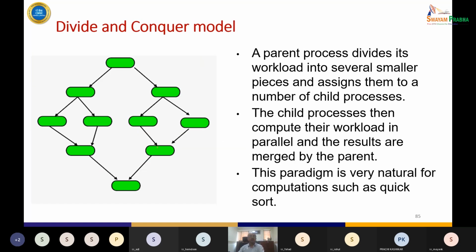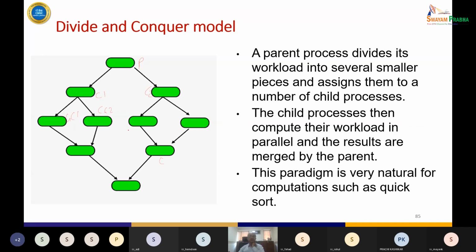Divide and conquer. This is a well-known algorithm. The parent starts here and divides the work into child one and child two, half each. Child one divides it into grandchild one and grandchild two, and then the grandchildren return results to their parent, and the parent returns to the grandparent. Here I'm showing two, but it could be three or four.